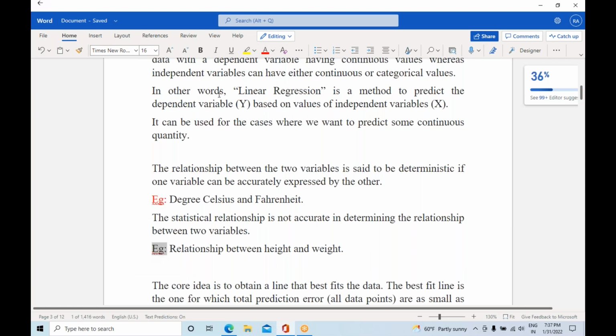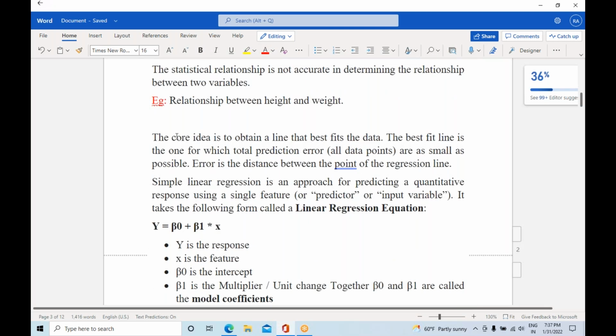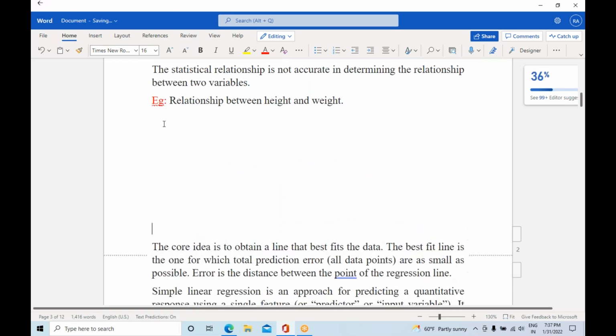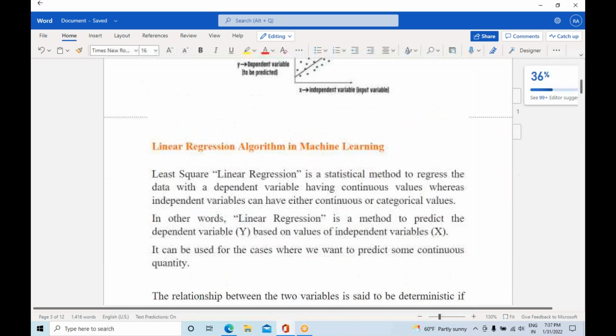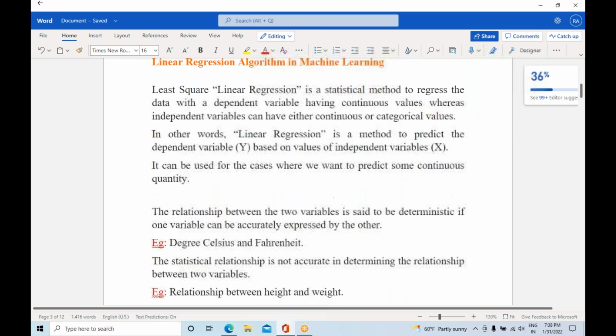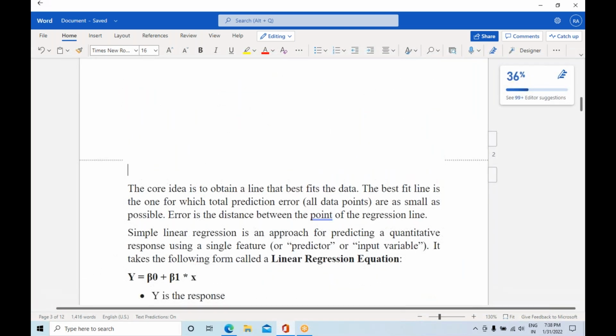I said, is there any question regarding these 2 points? Guys, are you following my points or not? Yes, sir. If not, please let me know.